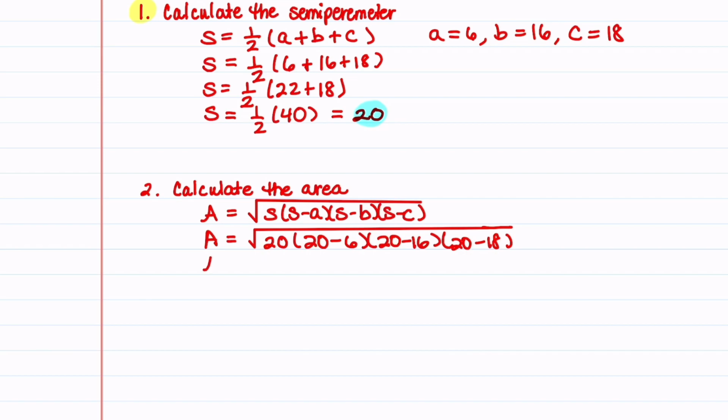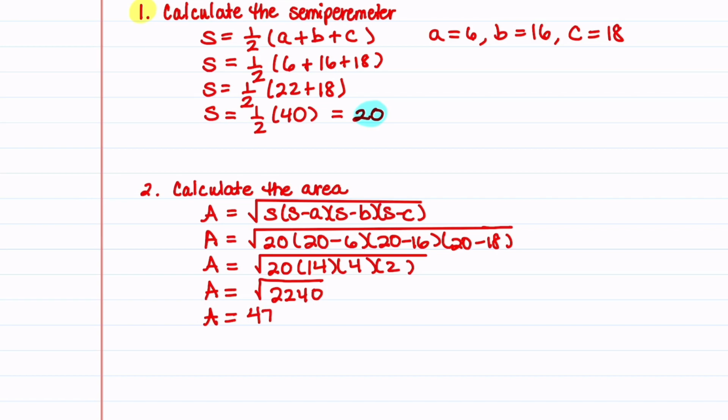This gives us A is equal to the square root of 20 times 14 times 4 times 2. If we plug this into our calculator, this is the square root of 2,240, and that square root is equal to 47.33. So the area of our triangle is equal to 47.33.